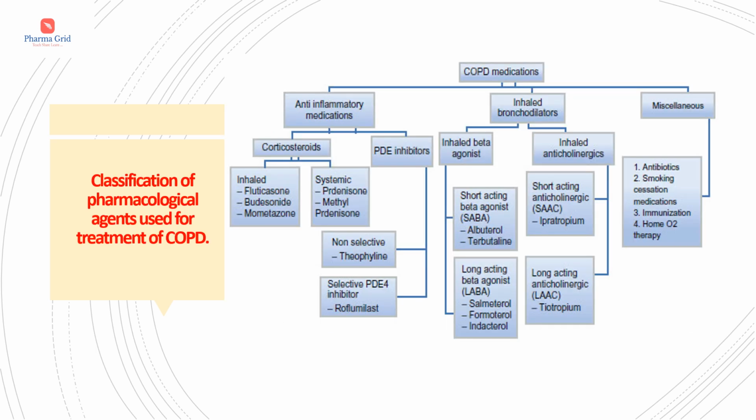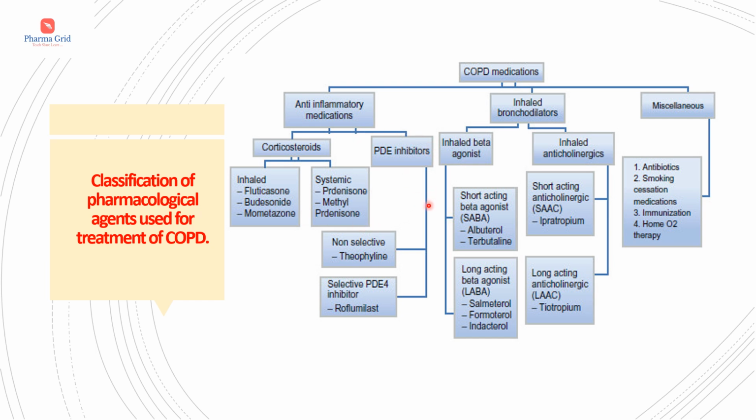These are the classification of drugs used for the treatment of chronic obstructive pulmonary disease. The first category is anti-inflammatory medications, which can be further subdivided into corticosteroids and phosphodiesterase inhibitors. The corticosteroids can be further divided into inhaled and systemic corticosteroids. Inhaled corticosteroid examples include fluticasone, budesonide, and mometasone. Systemic corticosteroids include prednisone and methylprednisolone.